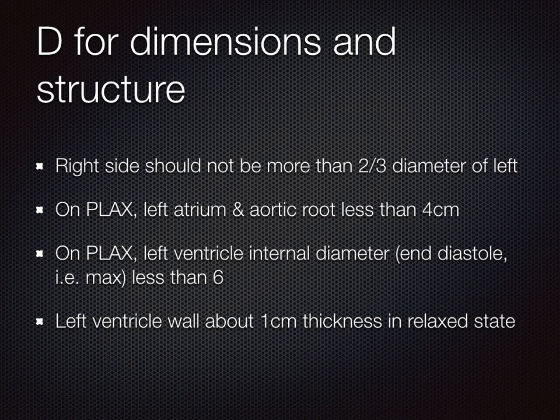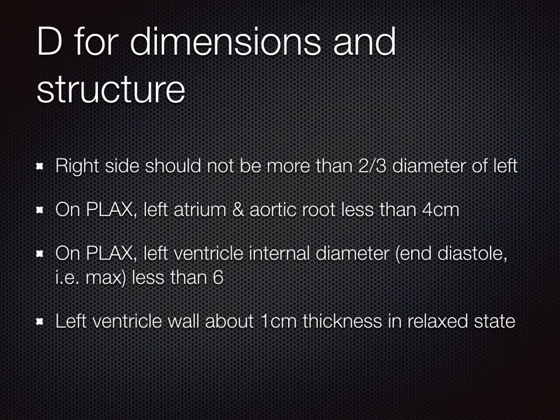Also, looking at the internal diameter of the left ventricle, now this can be on the parasternal long axis, but it can also be on other views where the left ventricle is clearly seen, because remember in cross-section the left ventricle is fairly round. So, is the internal diameter at its maximum, i.e. at the end of diastole, less than 6 centimetres? Also look at the wall thickness of the left ventricle.